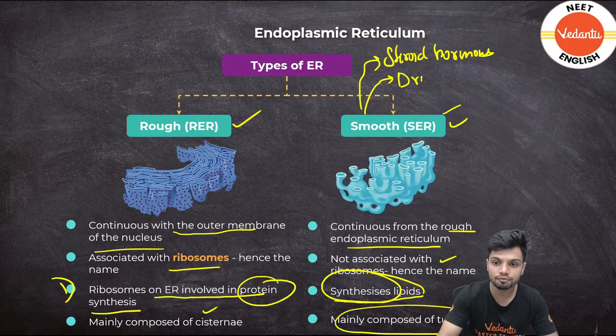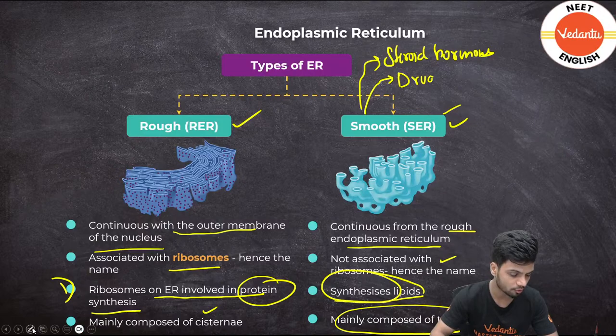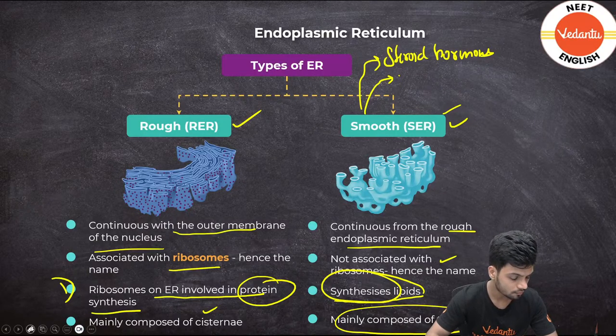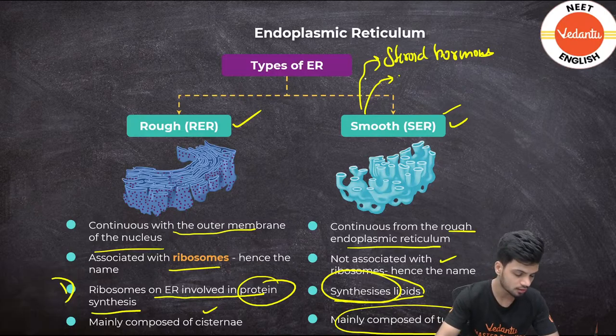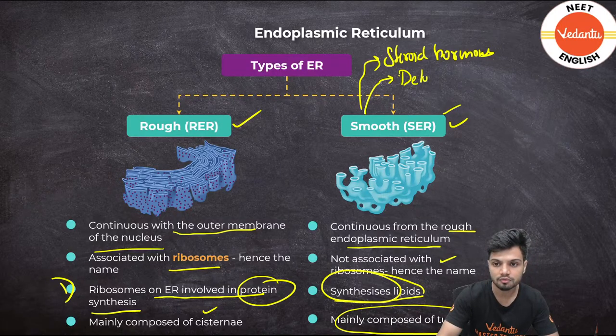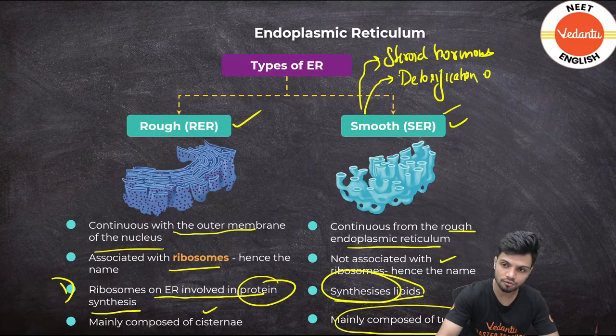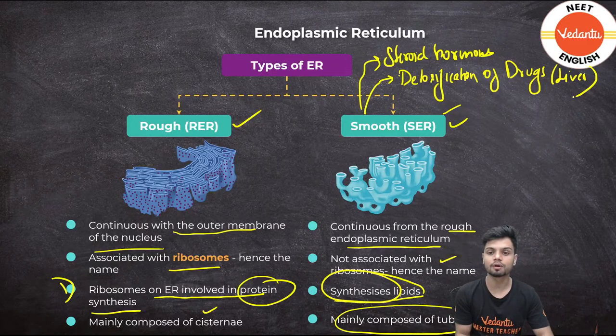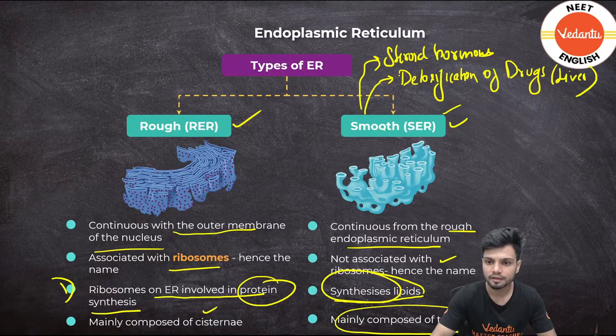And the smooth endoplasmic reticulum is also involved in toxic drug purification. One second, students, let me write it down properly. It is also involved in detoxification. Clear? Involved in the detoxification of drugs. Where? In the case of the liver, it is involved in the detoxification of drugs.